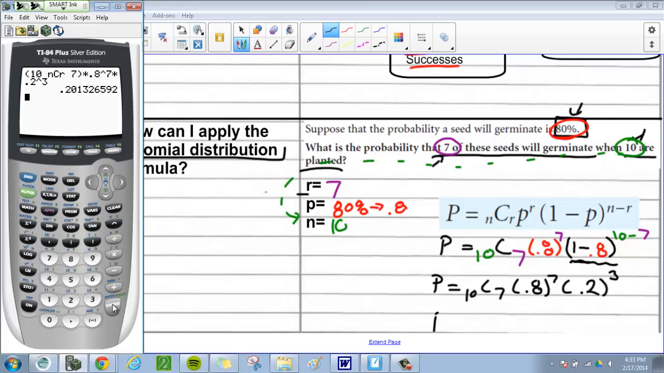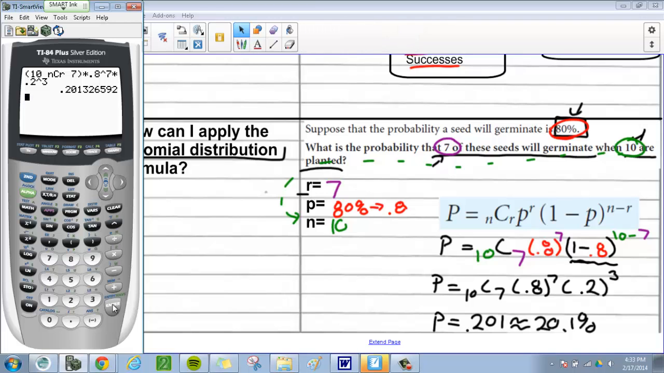Oh, this is good. So the probability of getting exactly 7 of these seeds coming up, not 8, 9, or 6, or anything else, exactly 7 coming up, is 0.201, which is a 20.1% chance that you get exactly 7 of these seeds coming up.